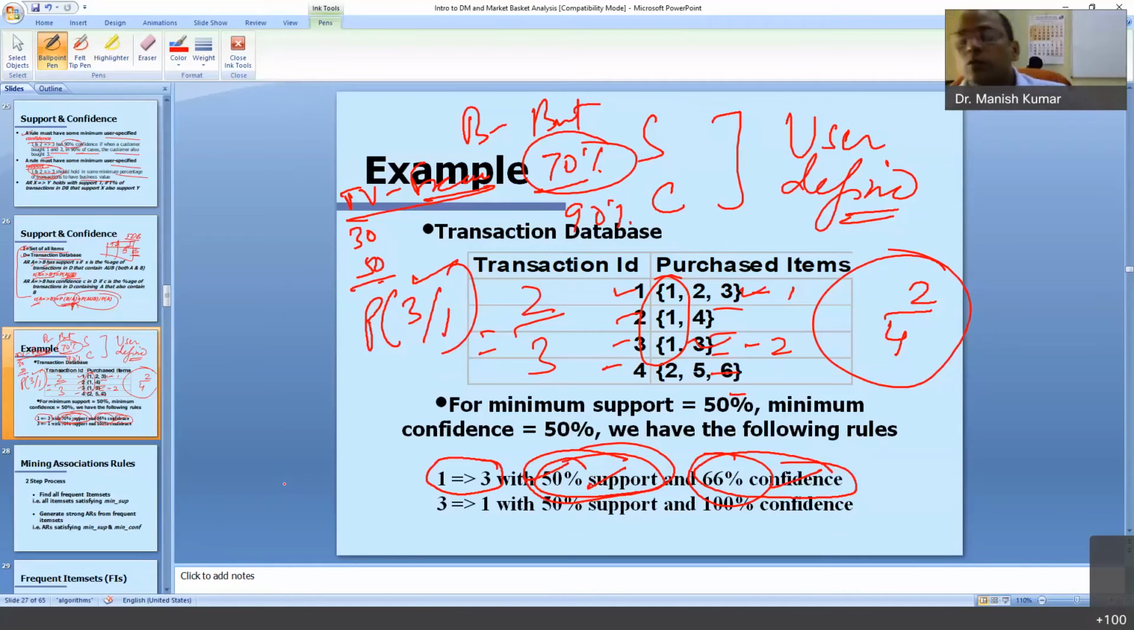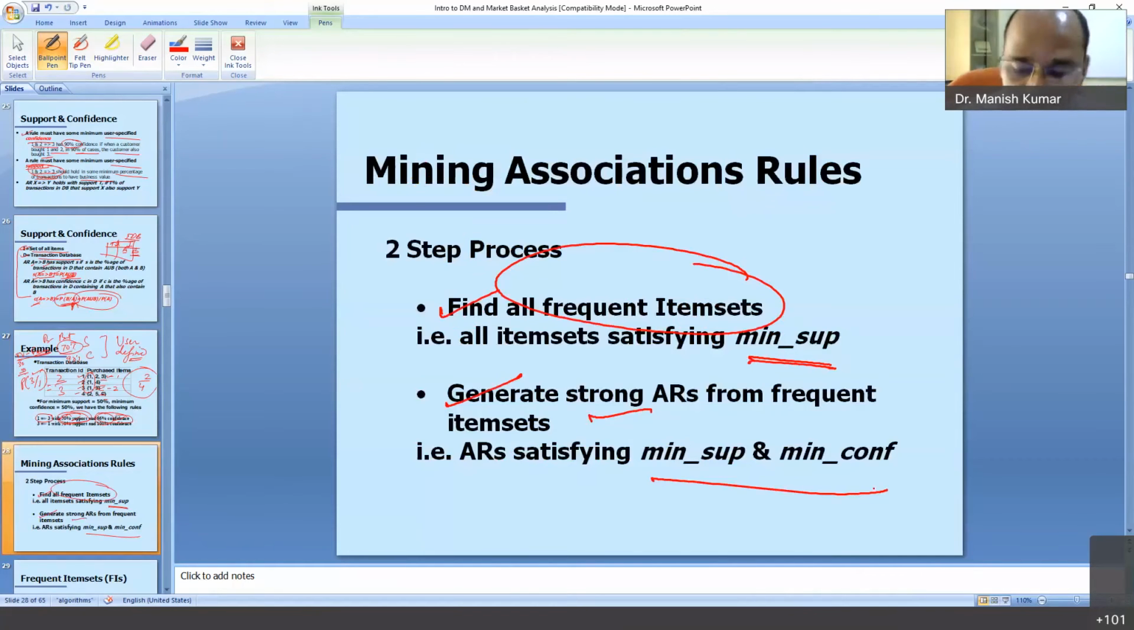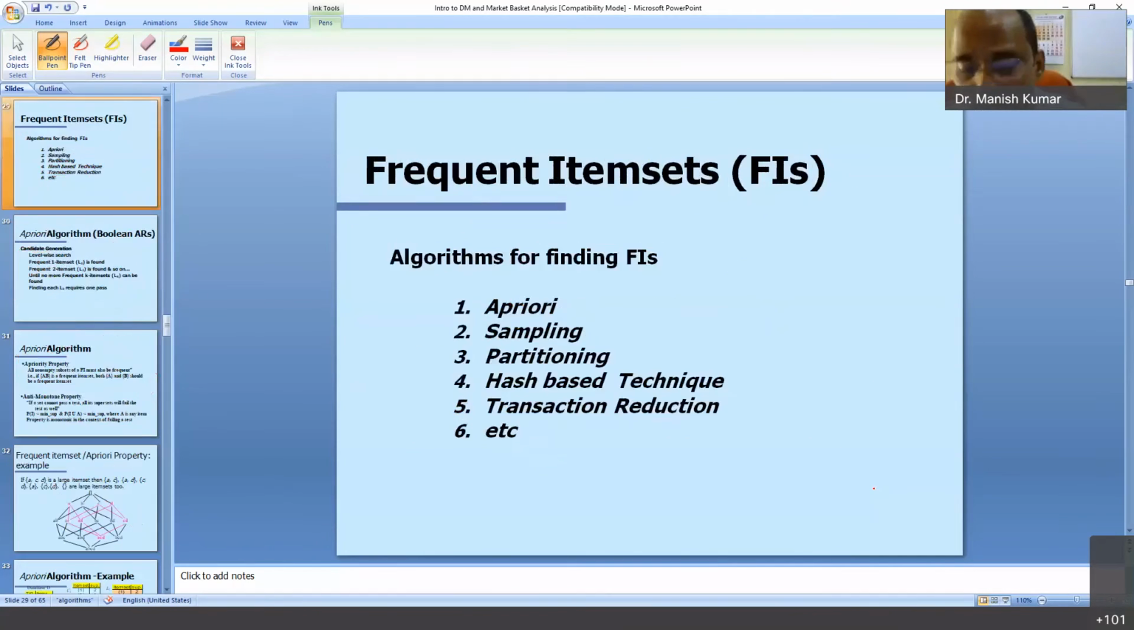Okay. So as far as association rules are concerned, it is a simple two-step process. First of all, find all frequent item sets, and second, generate all strong association rules based on minimum support and minimum confidence. So in the first part only minimum support is involved, whereas in the second part both are to be considered. Okay, let me give you some example.